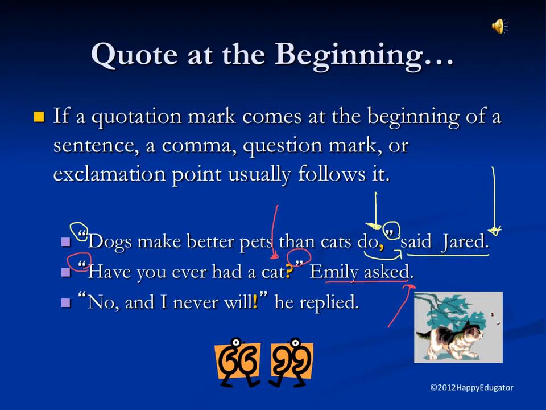And then we have the last one. "No, and I never will," he replied. Again, I've got quotation marks here. He's obviously talking with feeling about his dislike for cats, so they have an exclamation point. But I use a period to show that I'm finished with my idea and my sentence at the end here.